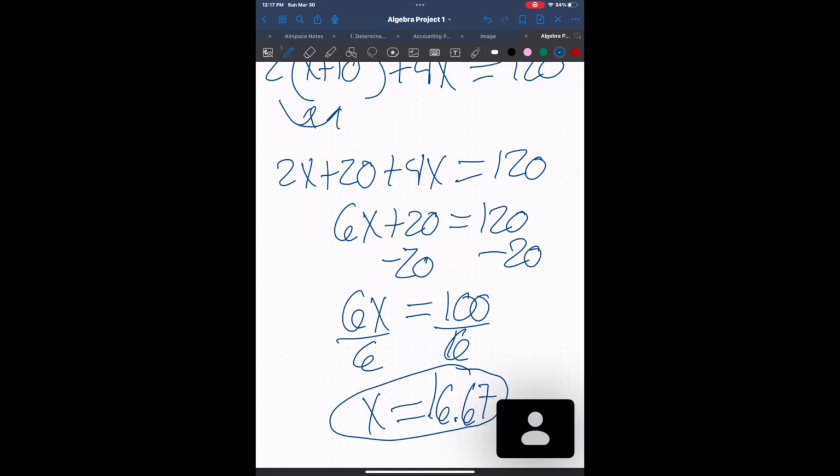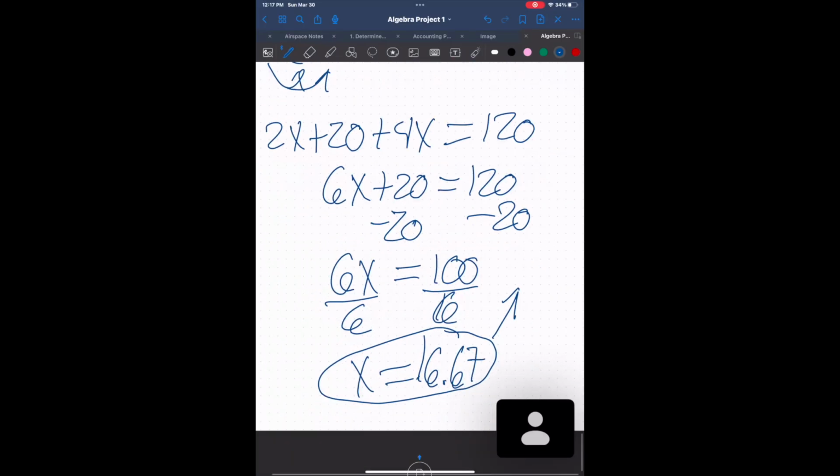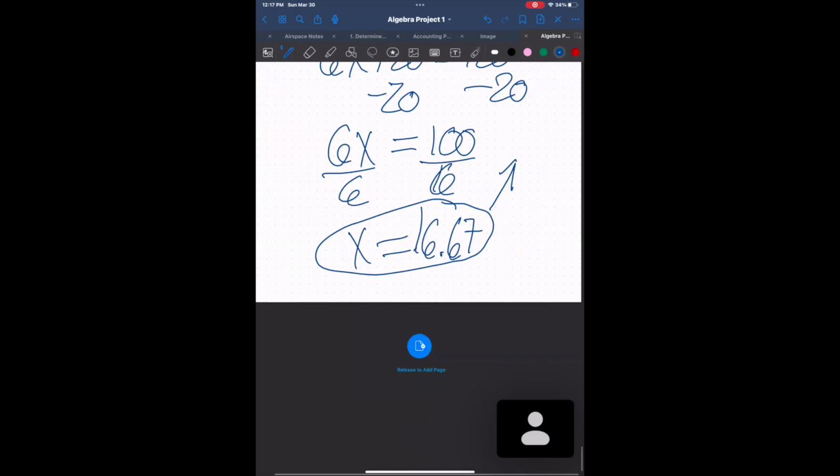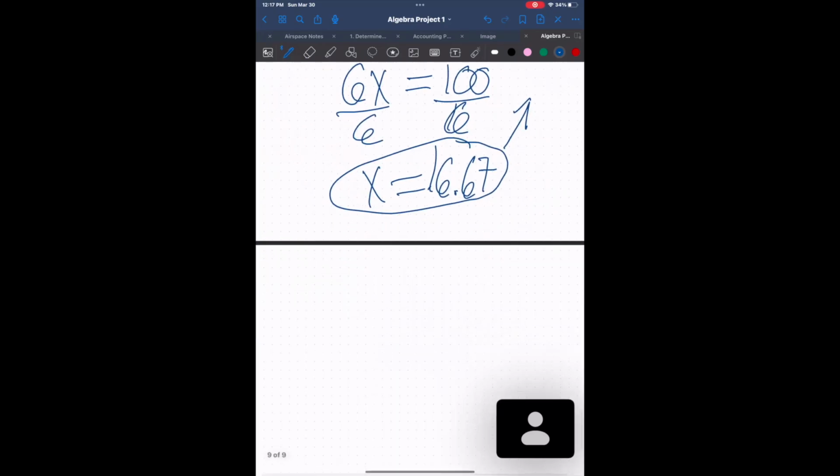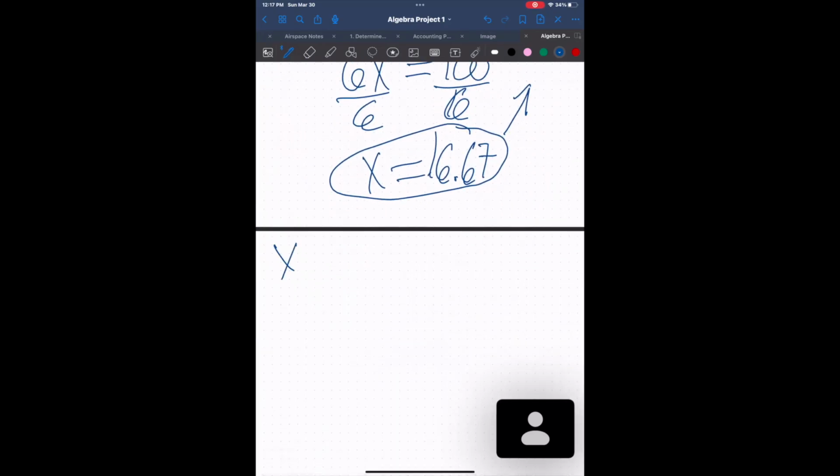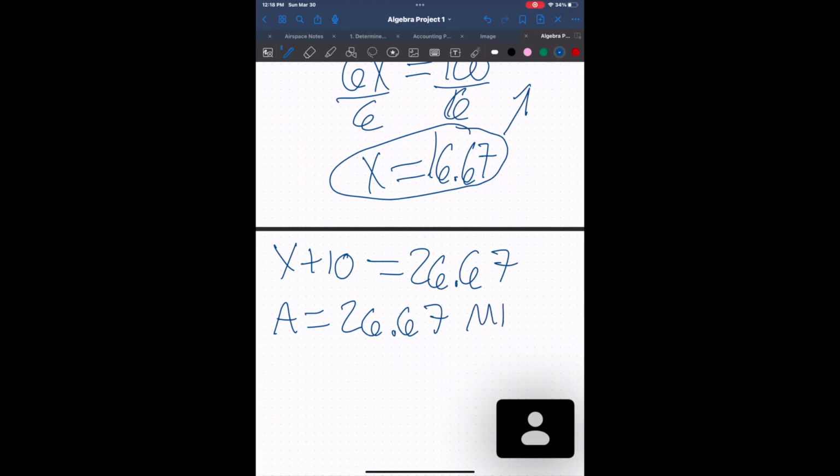And all we need to do now is add 10. Maybe we'll do it sideways here. Let's keep it clean. So X plus 10 equals 26.67. So A is going 26.67 miles per hour. Truck B is going 16.67 miles per hour.